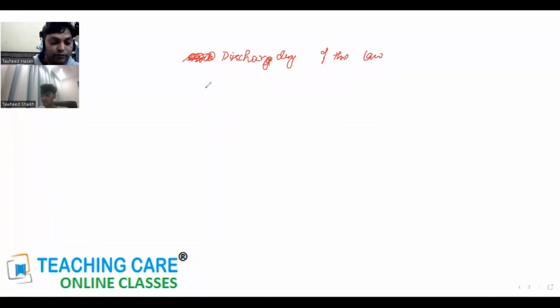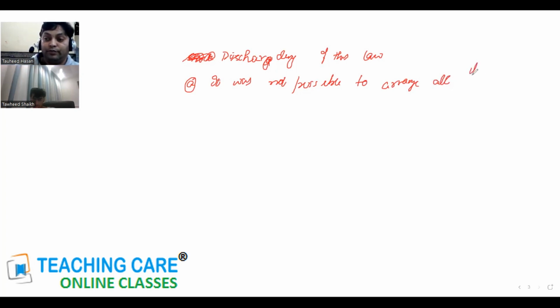First, because it was not possible to arrange all the known elements, because there are 118 elements. So it is impossible to arrange all the known elements into triads. So these are the shortcomings of the law.